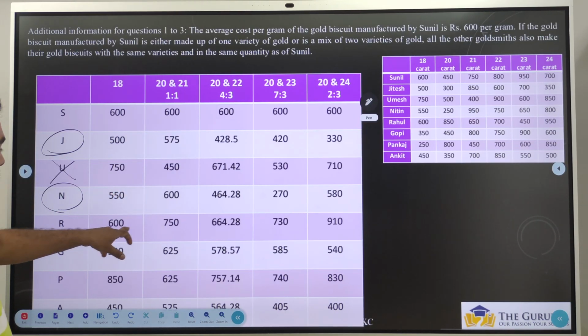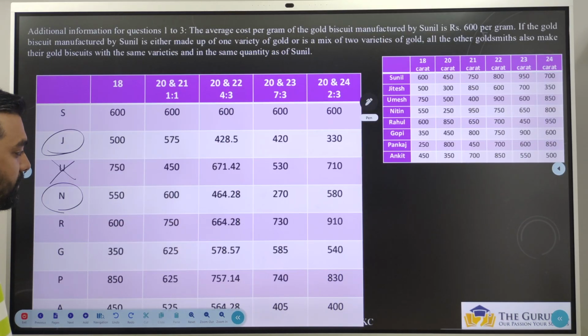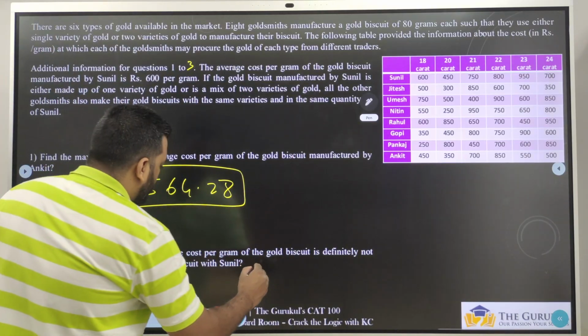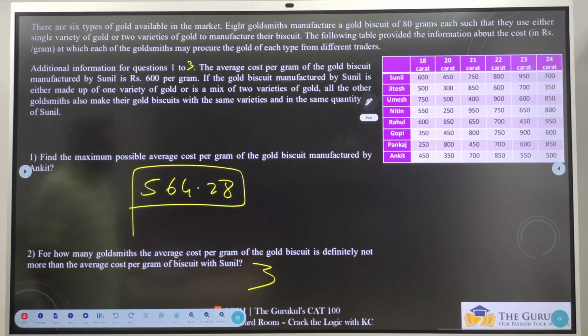Now for the third person, 600, 750, 664, 730, 910, this is not definitely less. 300, 625, not less. 850, this is also not less. Last person, there is nothing crossing, so Ankit. For how many people? For 3 goldsmiths, the price per gram of the gold biscuits is definitely not more than the average cost per gold biscuit by Sunil.